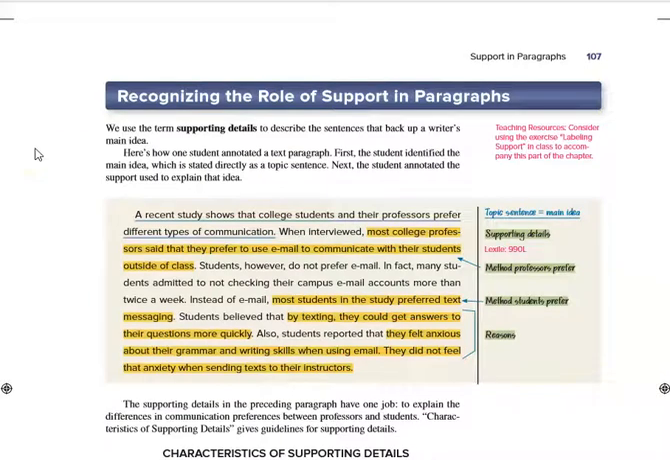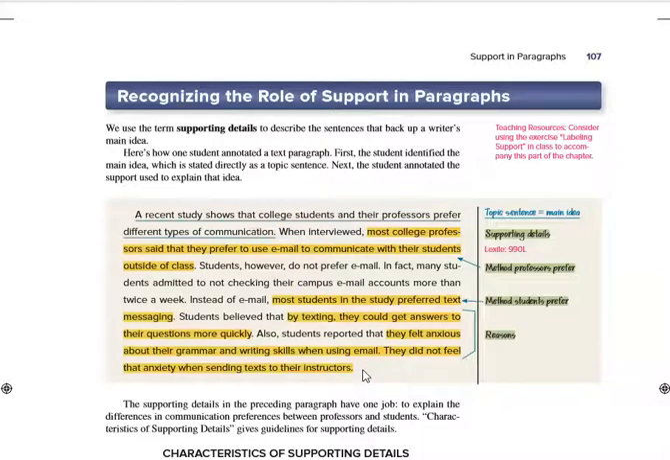The chapter starts by explaining what supporting details are, and you'll see on page 107 that we have a topic sentence here. A recent study shows that college students and their professors prefer different types of communication. So imagine that you wrote that topic sentence. What would you need to put after that topic sentence for your instructor to say, yeah, I see that you've really developed that. You've explained it really well. Well, you need to create supporting details.